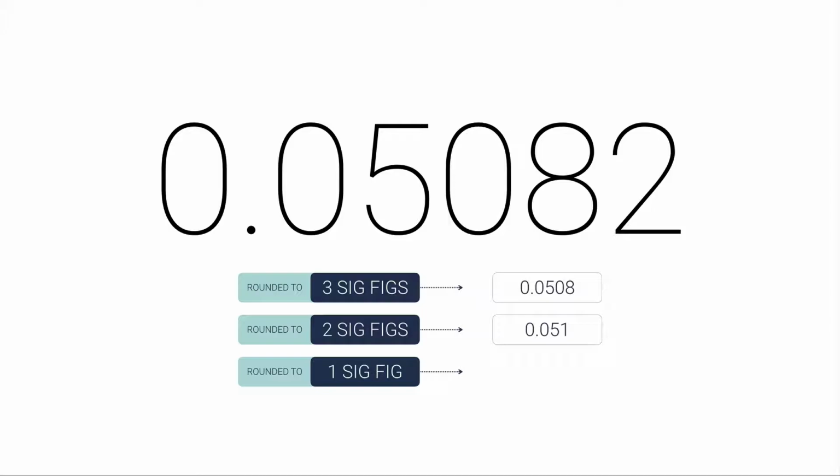How about with just 1 sig fig in it? Well, I'd be keeping the 5 place. Is the 0 going to bump the 5 up? No, it shouldn't. So 0.05 is the measurement to just 1 significant figure.